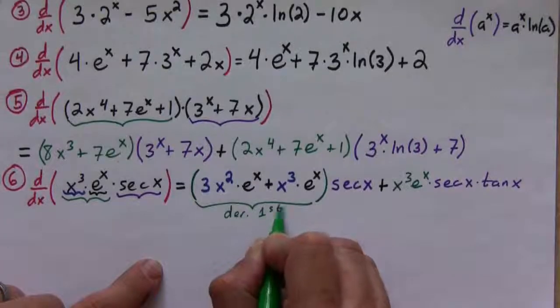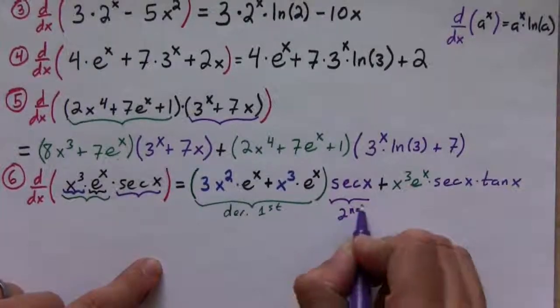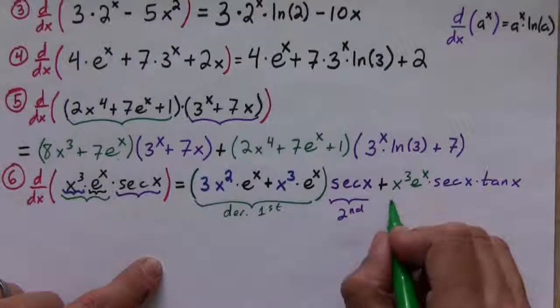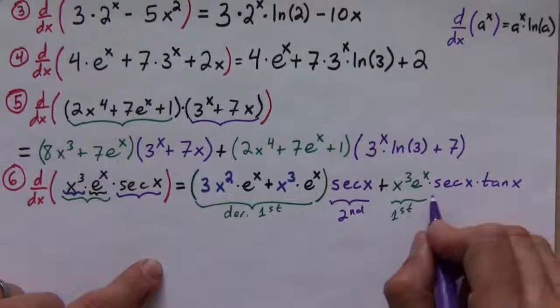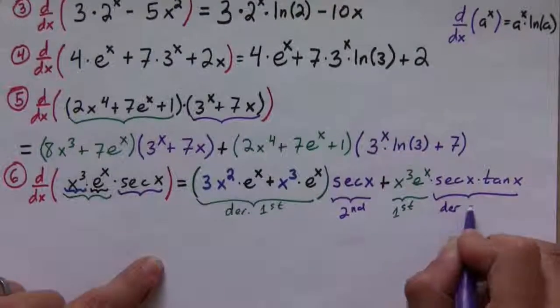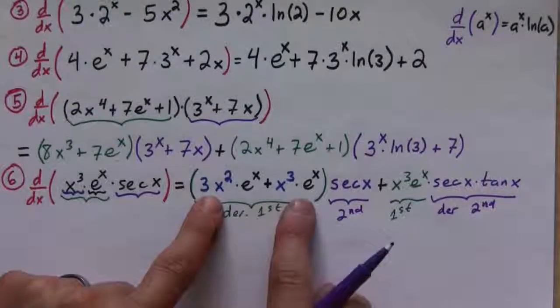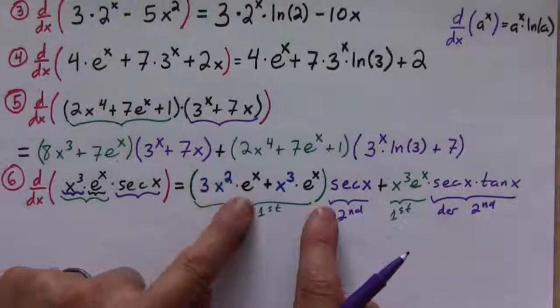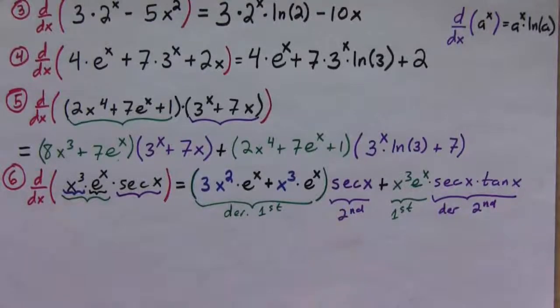of the first times the second, then this is the first times derivative of the second. Now inside of the derivative of the first, we have the product rule as well. Derivative of the first times the second plus first derivative of the second from these guys. And that's it.